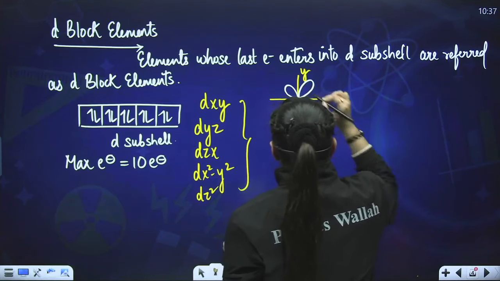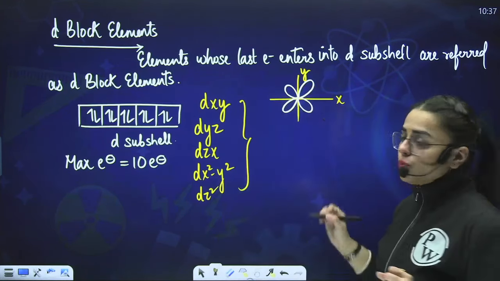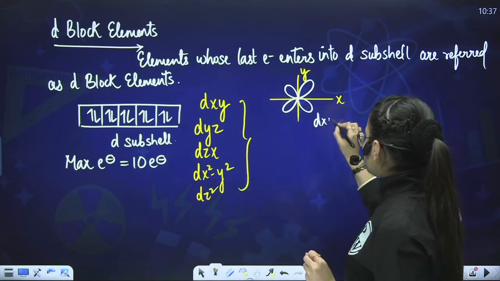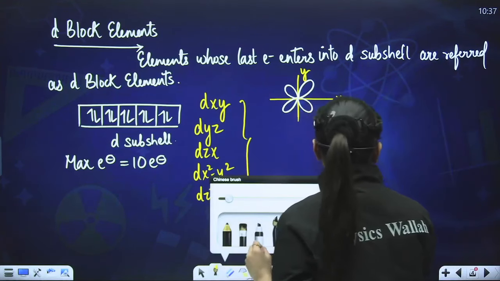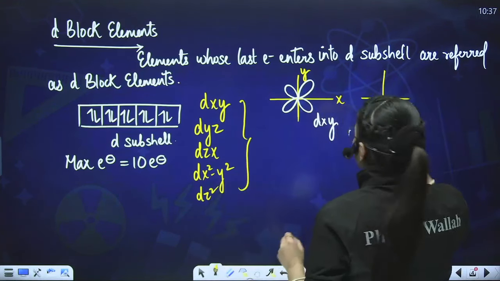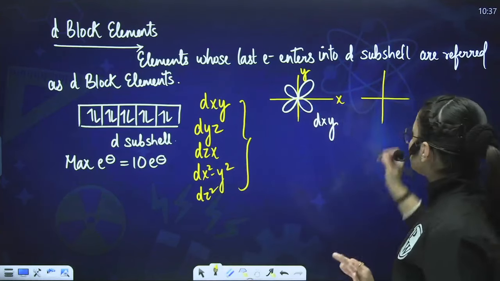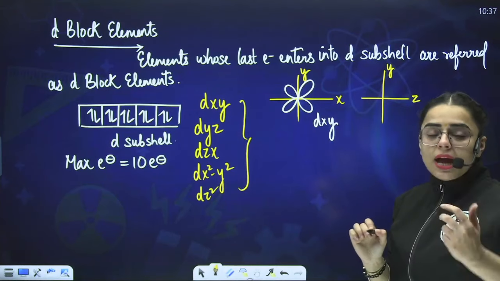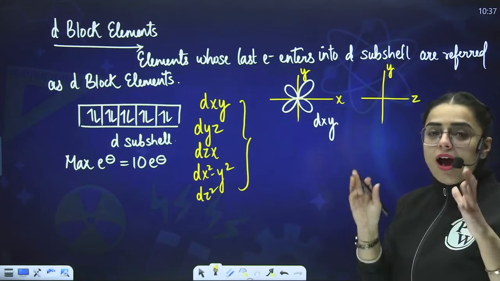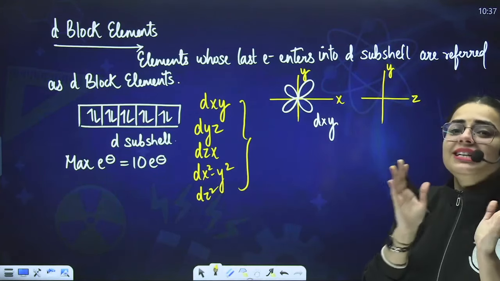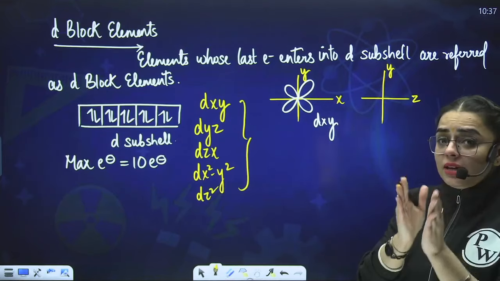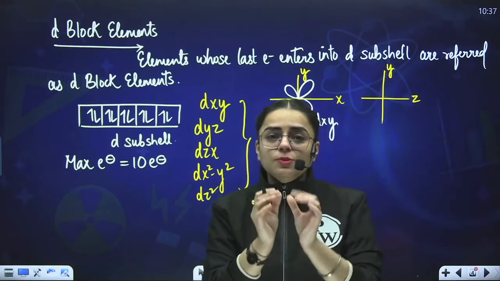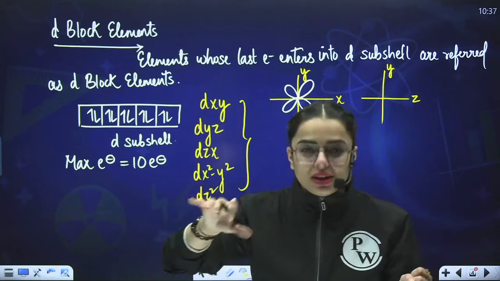So this is the structure for dxy. Now if I have to make the similar structure for dyz, let us say, if it is my y-axis and if it is my z-axis. Again, dxy, dyz and dzx are the ones in which the lobes are present in between the axes. There is a very small difference between in between the axis and on the axis.